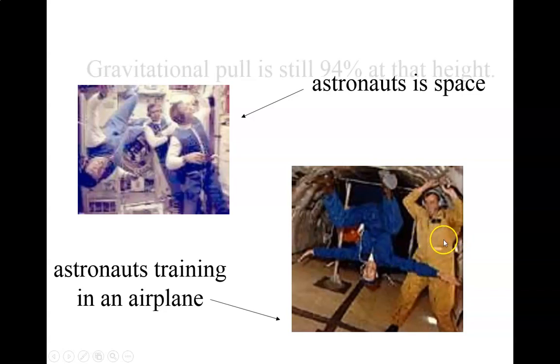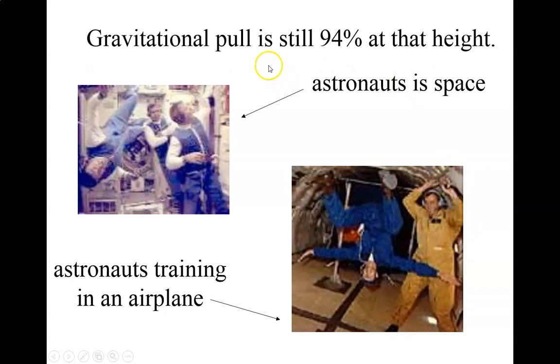What's going on here? Well, gravity is still 94% as strong at the space shuttle or at orbit elevation as it is at the surface of the Earth. What's making these divers, these astronauts and trainers appear weightless? It's the fact that they're in free fall. This plane goes into a dive bomb and it's in free fall.